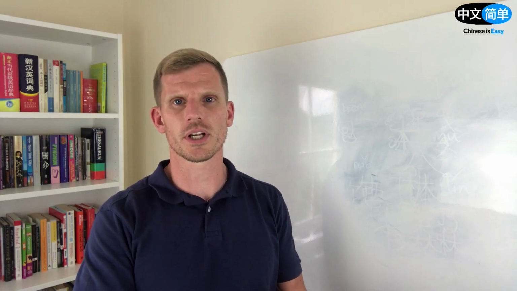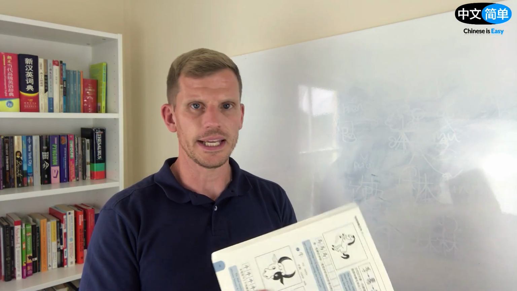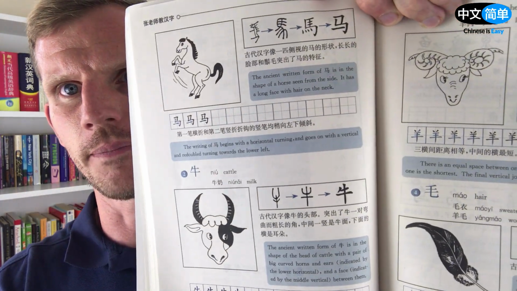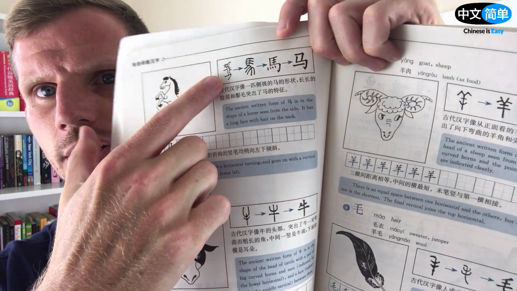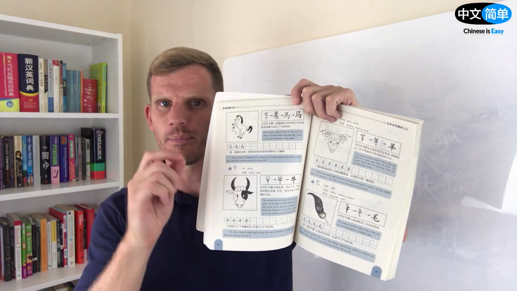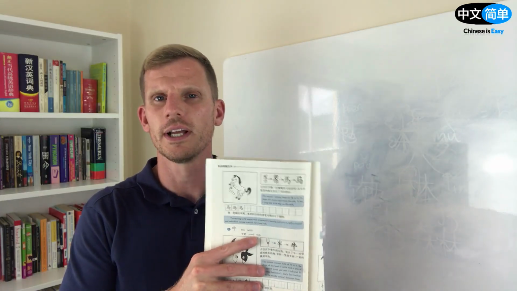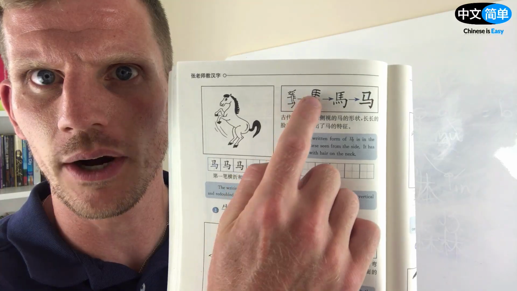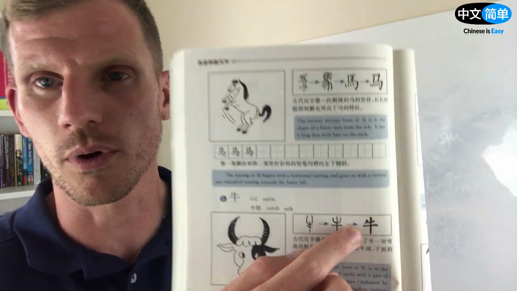And what this book does for you, which I'll show you right here, is that it takes you through the evolution of each character from the Jiaguwen, which is the ancient oracle bone character, where they used to write the character on the scapular bone of cows or on turtle shells. And you can see here, it shows you how it evolves. And you can see from the ancient character how we got up to what we've got today.